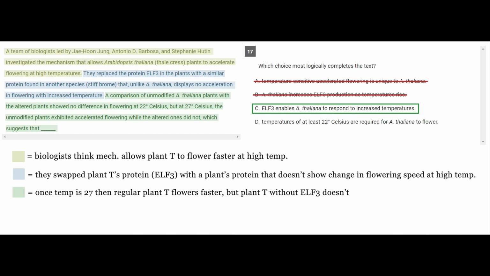Choice D says temperatures of at least 22 degrees Celsius are required for A. thaliana to flower. We do not know for certain if the plant needs a 22-degree environment to flower, and in any case, we're testing for flowering acceleration, not when the plant starts to flower. The factor being tested is the presence of ELF3 protein, and therefore the conclusion must relate to whether there is any difference in flowering acceleration when this protein is present.